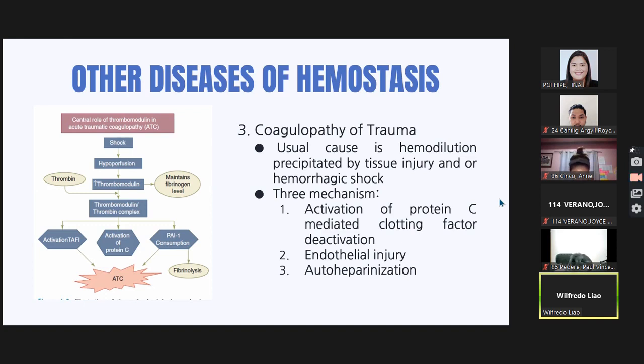Your tranexamic acid is an anti-fibrinolysis drug, right? Okay. Now for children, the dosage I think, if I'm not mistaken, is 15 milligram per kilogram for less than 12 years old. Okay, continue. Okay, thank you, Doc.